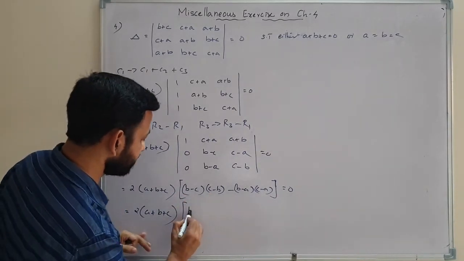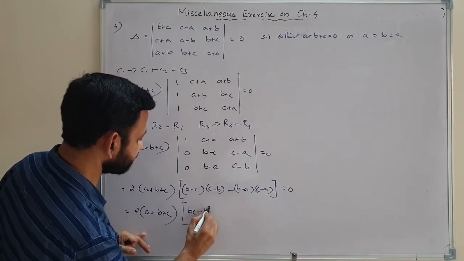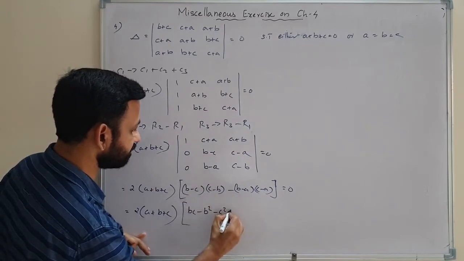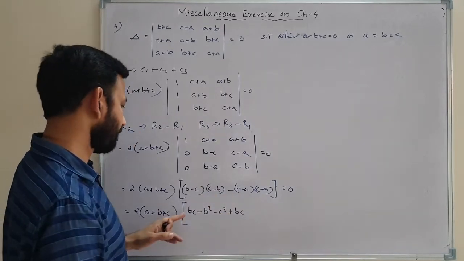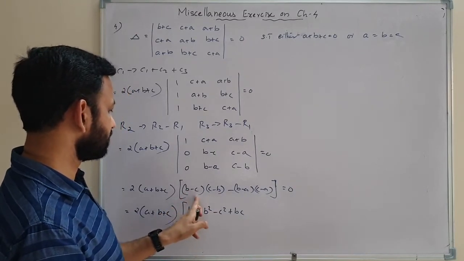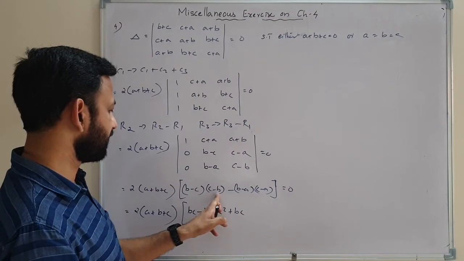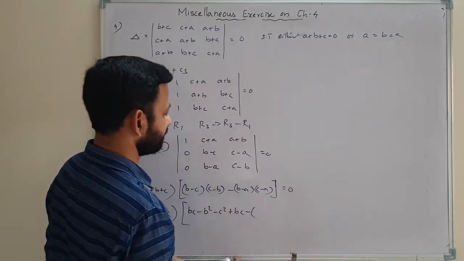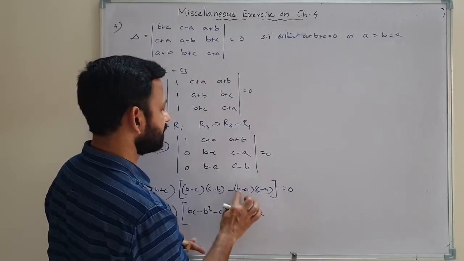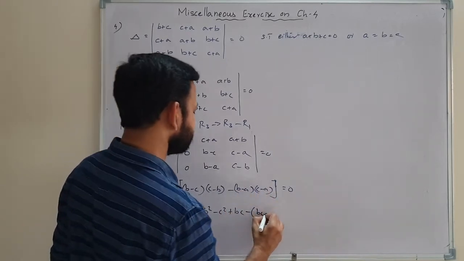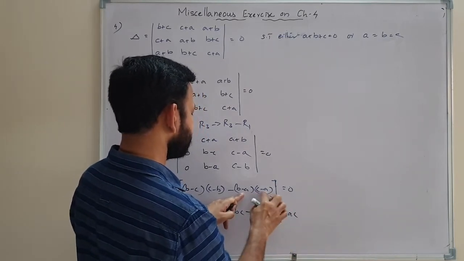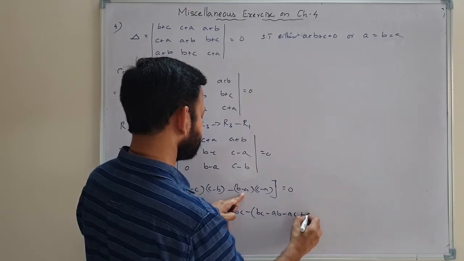B into C, that is BC, minus B square, minus C square, minus into minus plus BC, then minus of 1 minus common here inside the bracket, B into C, BC, then B into minus A, that is minus AB, minus A into C, that is minus AC, minus A into minus A, that is plus A square.